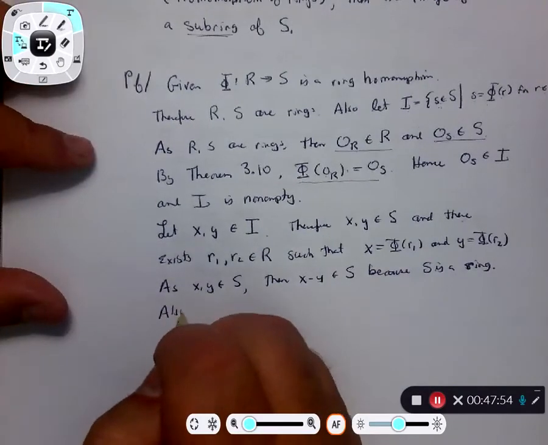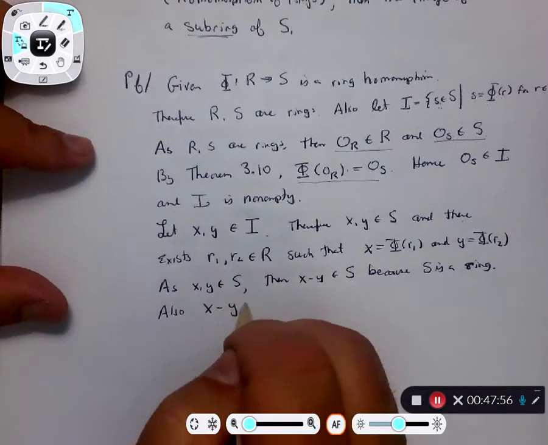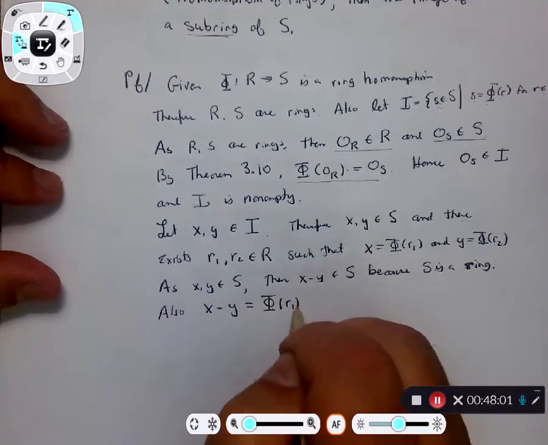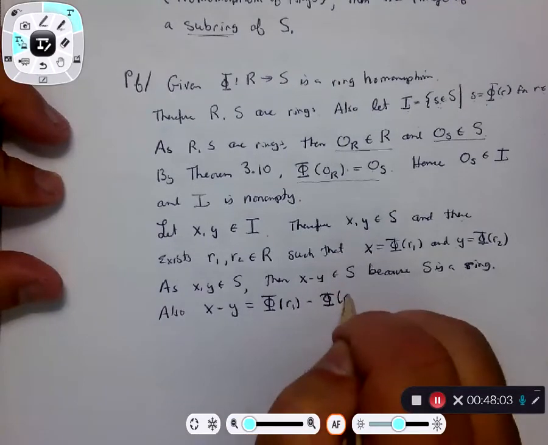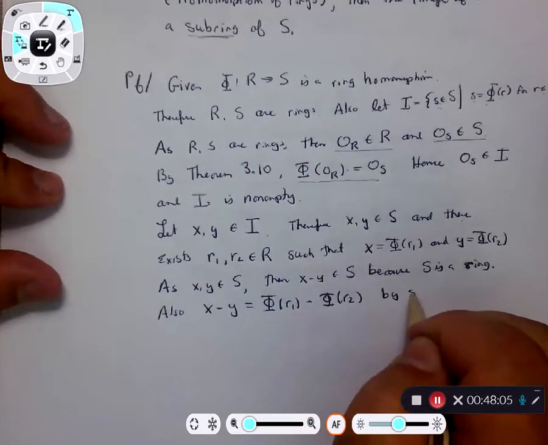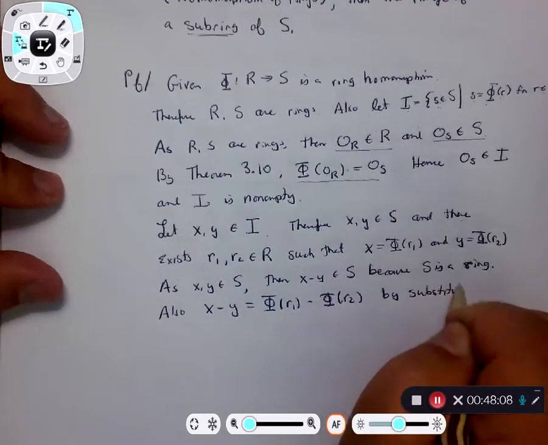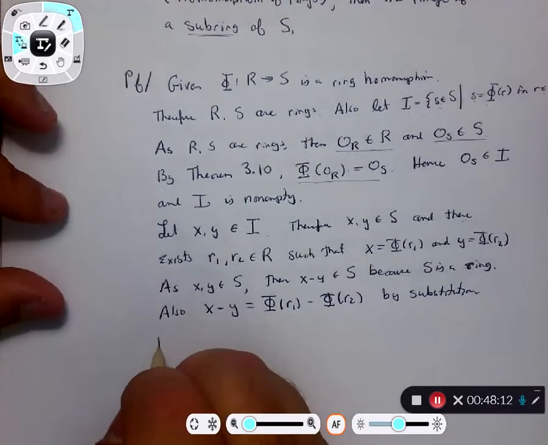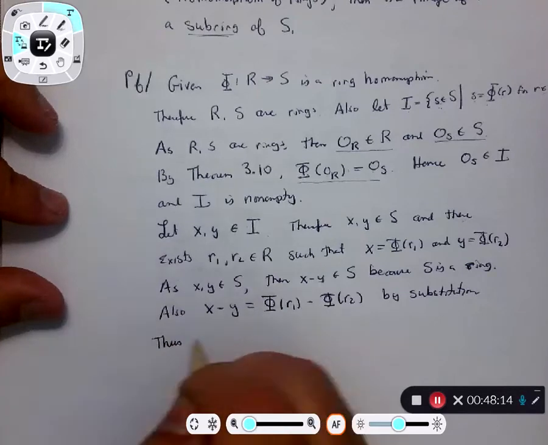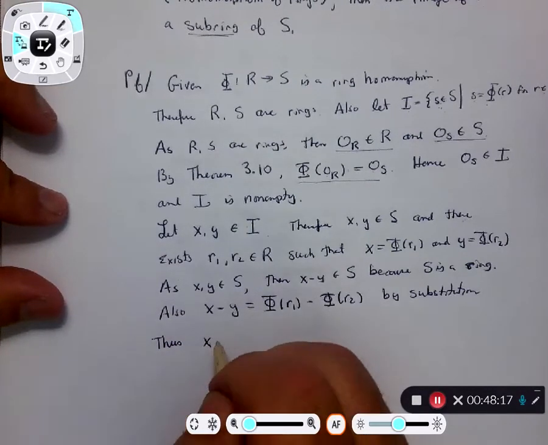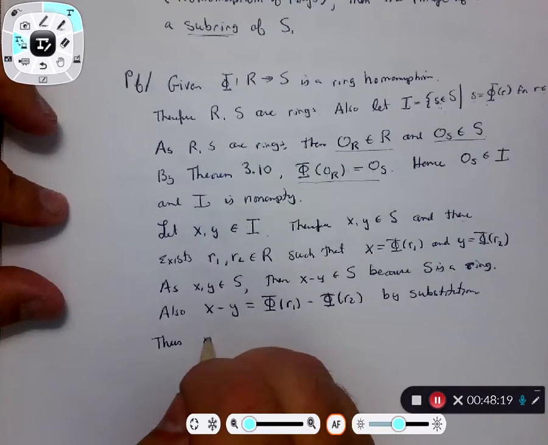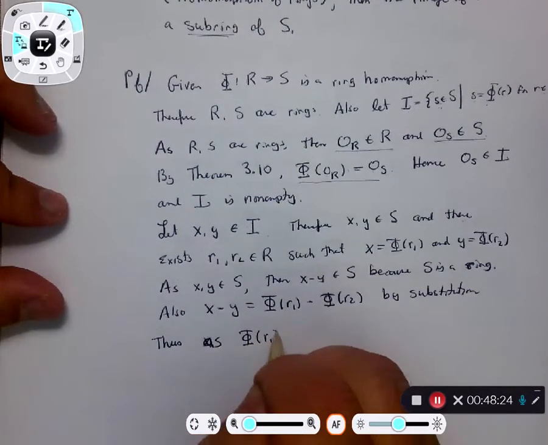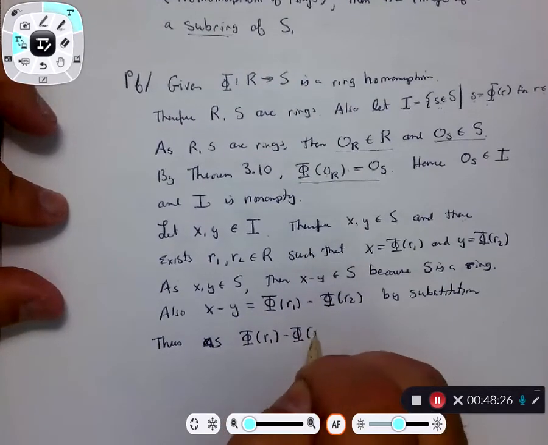Also, X minus Y is equal to phi of R1 minus phi of R2 by substitution. Thus, X minus Y is equal to phi of R1 minus phi of R2.